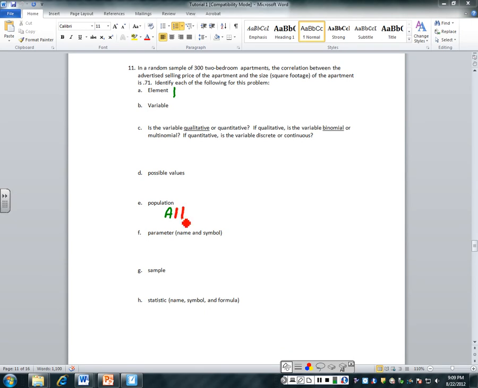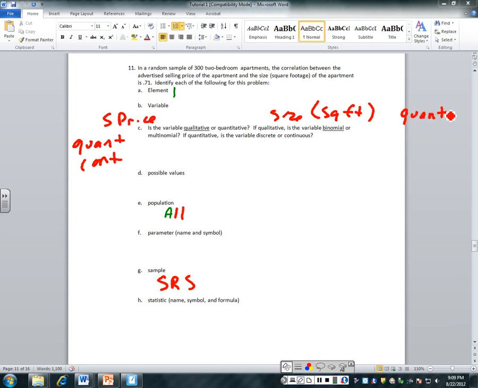One, all sum or simple random sample. The first variable was the selling price, which I said was quantitative, continuous. The second variable was the size in square feet of the house. That also is quantitative and continuous. So both of them are quantitative and continuous.